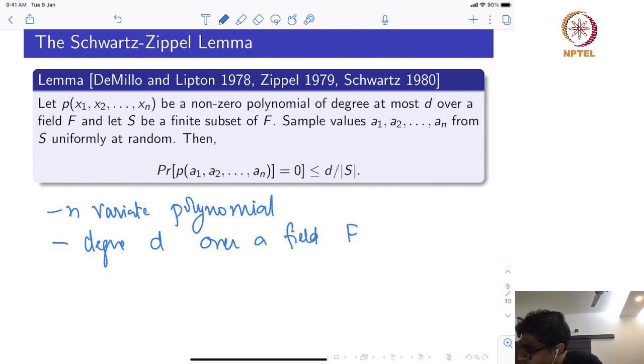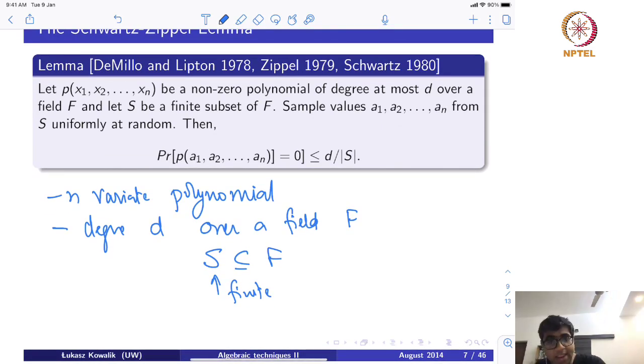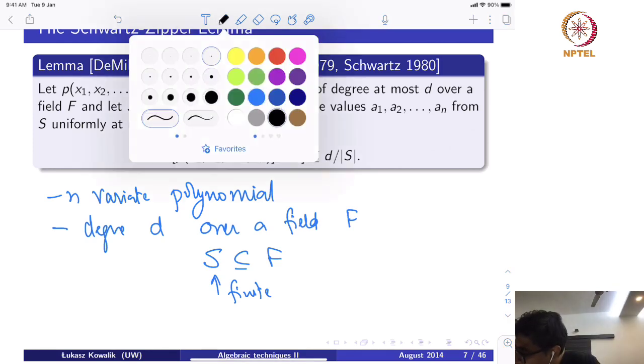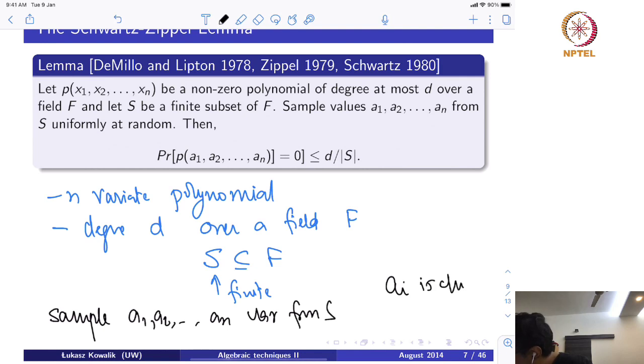Now, what you do? You fix some subset S of f. This is finite. Okay. Now, from this you sample n values. Okay. So, now what we are going to do? We are going to sample a1, a2, ..., an uniformly at random from S. That is, each ai is chosen with probability 1 over |S|. This is what it means. Okay.